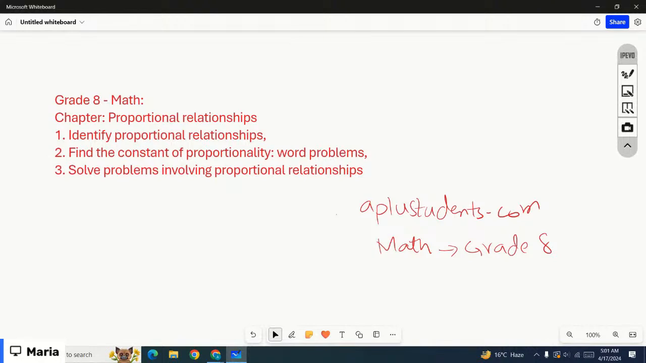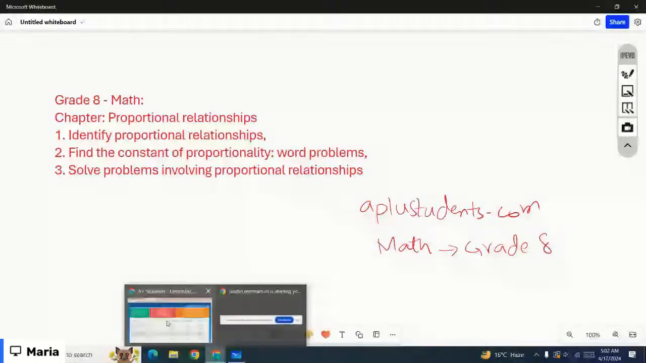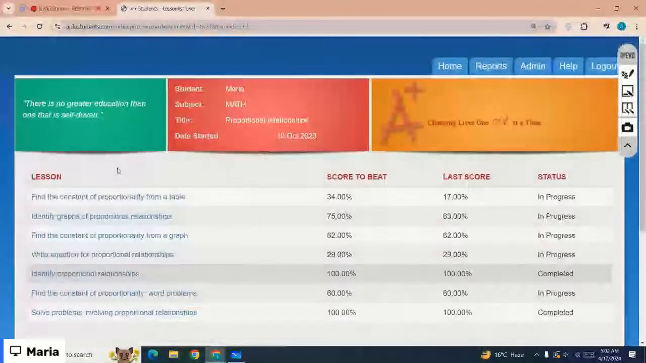We're going to start with the chapter proportional relationships. The lessons we're going to cover are identify proportional relationships, find the constant of proportionality word problems, and solve problems involving proportional relationships. Make sure you have your notebook and pencil so that you can note down the important examples and definitions as well. Let's start with the lesson identify proportional relationships.